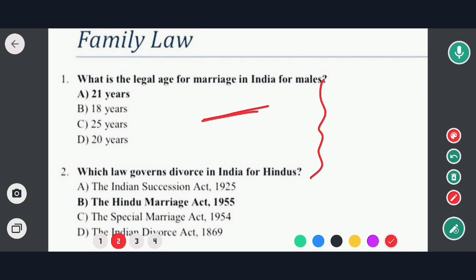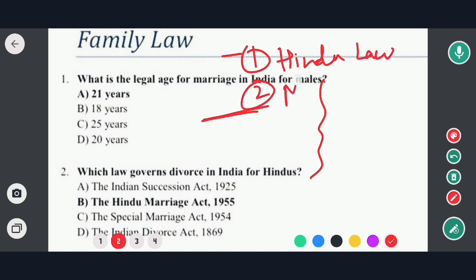Family law consists of both number 1 Hindu law and number 2 Mohammedan law. ठीक है. Okay, so without any further delay, let's start today's session.